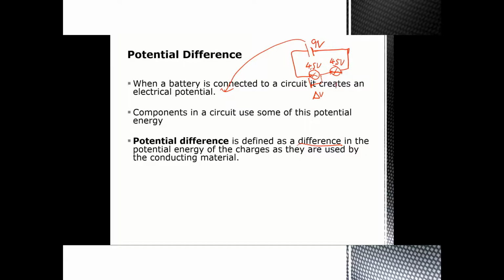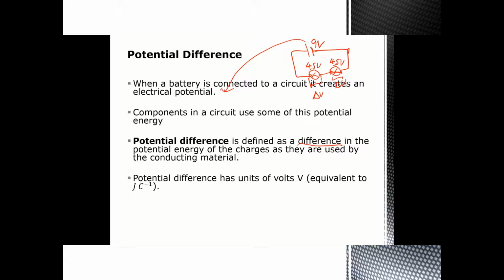So this is referred to as the potential difference, because there's a difference in voltage that enters and leaves the component, because the component uses some of that electrical potential and turns it into other forms. Now, in this case, a light globe turns it into heat and light. And if it's really dodgy, sound. If your light globe's creating sound, go bin it.